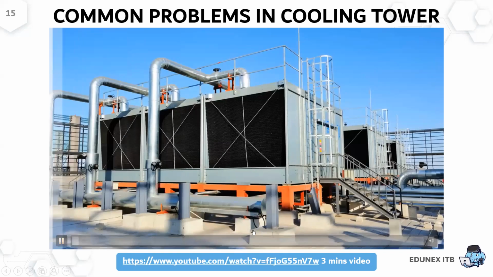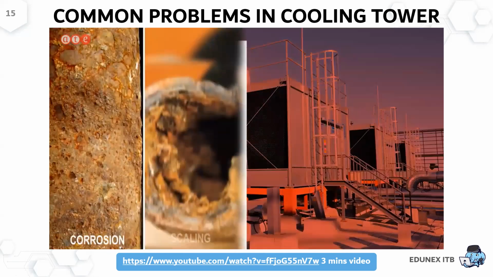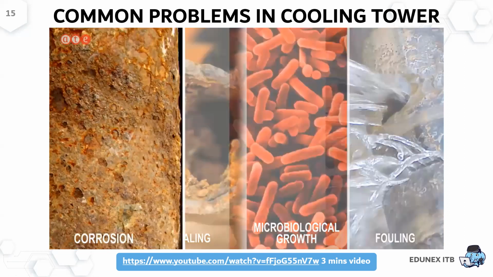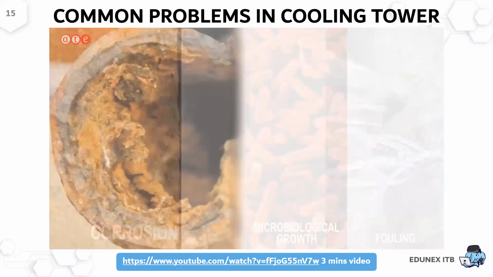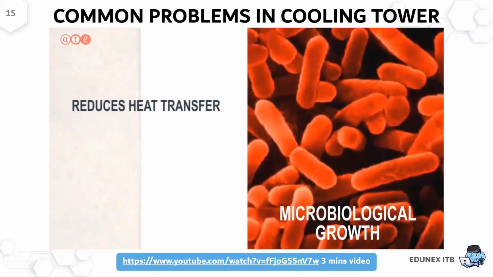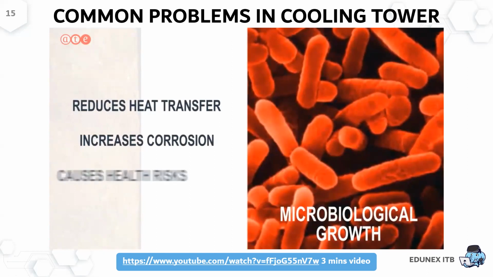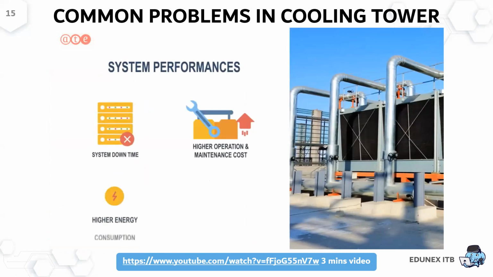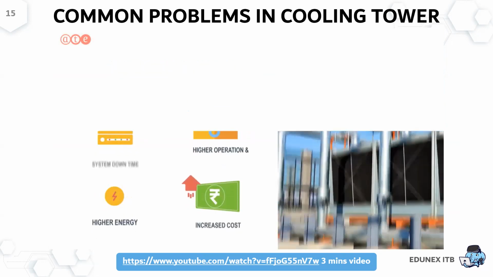Cooling towers and circuits face numerous operational issues such as corrosion, scaling, bacterial growth, and fouling due to suspended solids. Corrosion shortens equipment life and may result in unexpected failures. Scale reduces heat transfer efficiency. Microbiological growth reduces heat transfer, can increase corrosion, and can cause health risks. All these problems lead to system downtime and increase the total cost of operation for cooling towers.